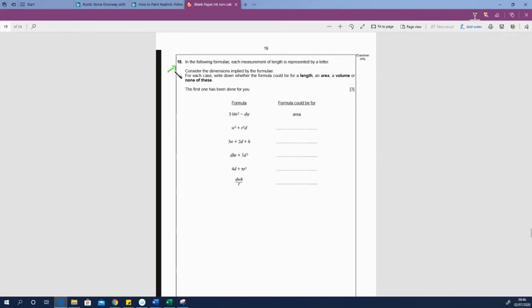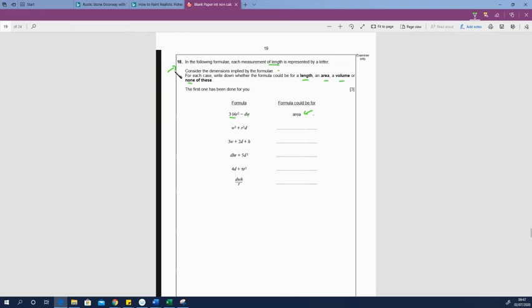Question 18. In the following formula, each measurement of length is represented by a letter. Consider the dimensions implied by the formula. For each case, write down whether the formula could be a length, an area, a volume, or none of these. The first one has been done for you. Now, they're telling us the first one is area, and I can see that because in the first term, you've got r squared, the length squared, which is an area, minus the second term, which is also an area because it's d times w. So I can understand that.